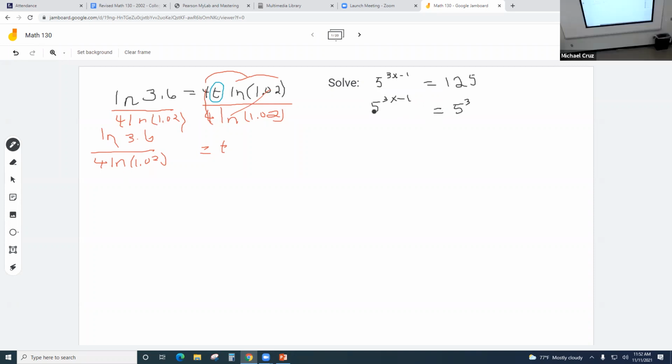Okay, so now that the bases are the same, then we can just do away with them and write the exponents equal one another. And then it's a real easy equation to solve. Divide both sides by 3. X is equal to 4/3. Okay.